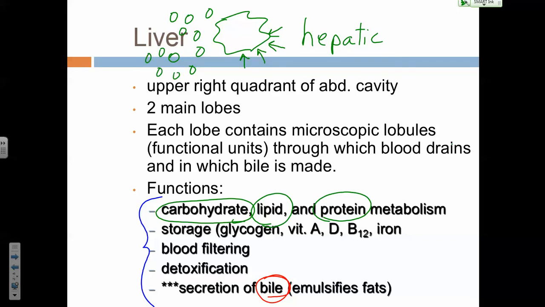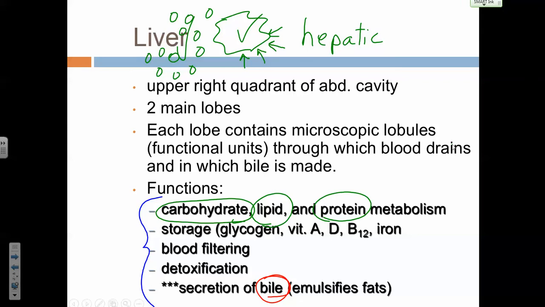So lipase can break down a bunch of little tiny drops of fat more efficiently than it can break down one big old lump of fat. And so taking it from this to this, that's called emulsification. And bile aids in that process. Okay.